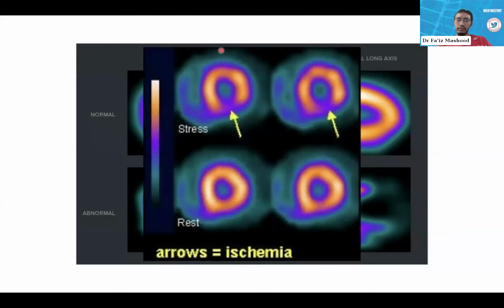So let's say we are dealing with this kind of image. For example, at resting, you can see normal uptake, but during stress stage, reduced uptake. So this is likely indicating ischemia, all right?